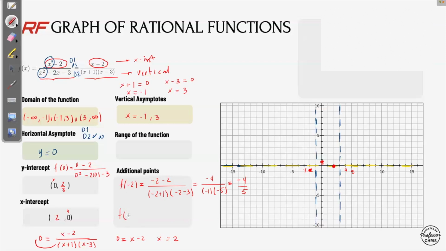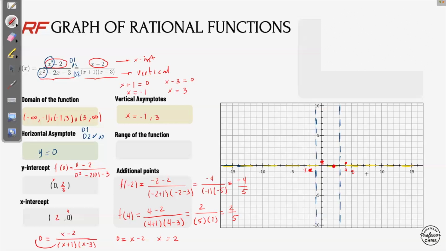So let's try to use a 4. 4 minus 2 divided by 4 plus 1 times 4 minus 3. And that will get you 2 divided by 5 times 1. So that is 2/5. So that's going to be very close to the horizontal asymptote. So I'm going to do my best to use that point.